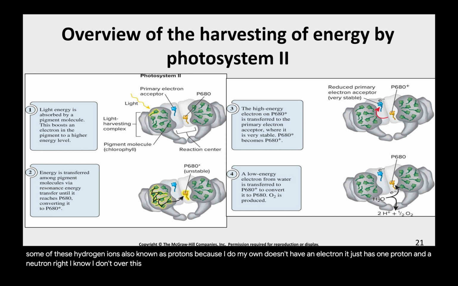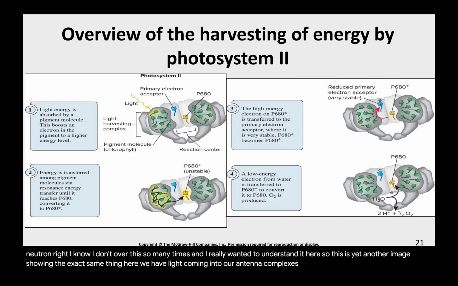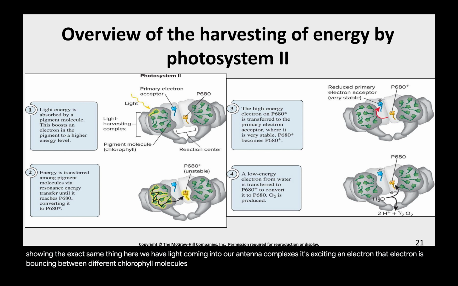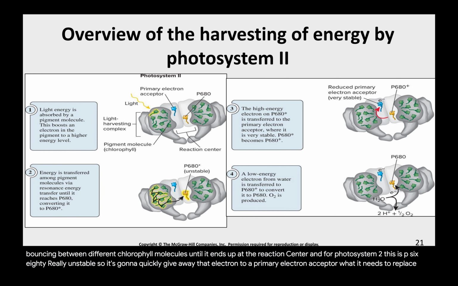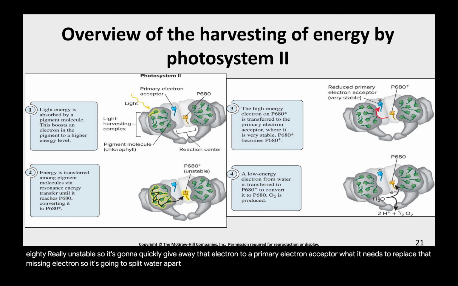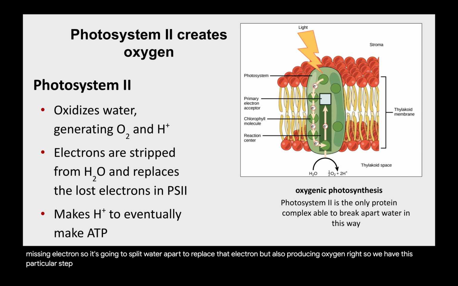And I know I've gone over this so many times, but I really want you to understand it here. So this is yet another image showing the exact same thing. We have light coming into our antenna complexes, right? It's exciting an electron. That electron is bouncing between different chlorophyll molecules until it ends up at the reaction center. And for photosystem 2, this is P680, right? That is really unstable, so it's going to quickly give away that electron to a primary electron acceptor. But it needs to replace that missing electron, so it's going to split water apart to replace that electron, but it also produces oxygen, right? So we have this particular step in photosynthesis to thank for us being able to breathe in oxygen, right?